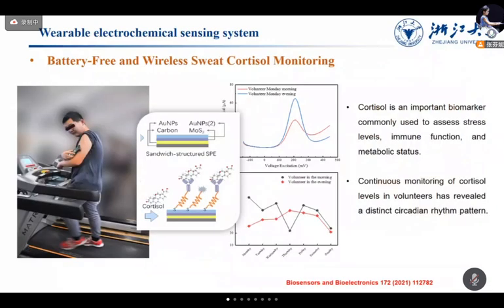Okay. And also, apart from the ions, based on immunosensors, they also achieve the detection of cortisol, which is a very important biomarker for evaluating stress levels. You can see here, we saw very obvious patterns in the morning and in the evening. The cortisol levels are affected.